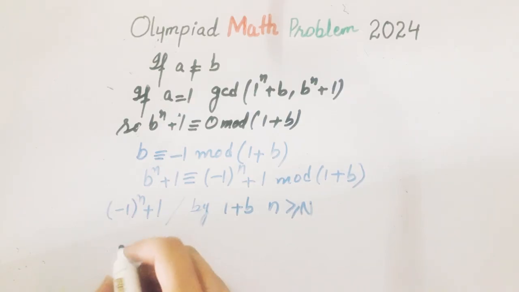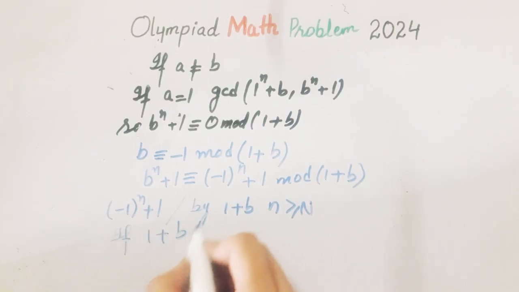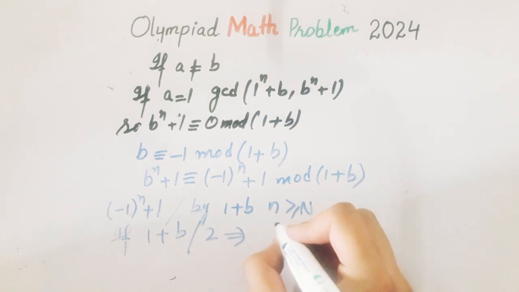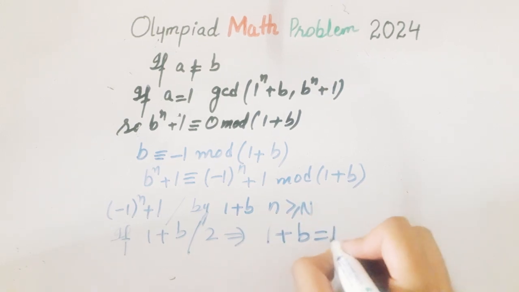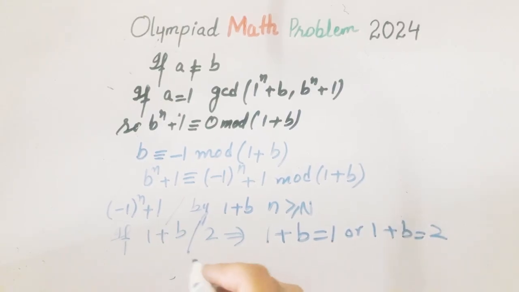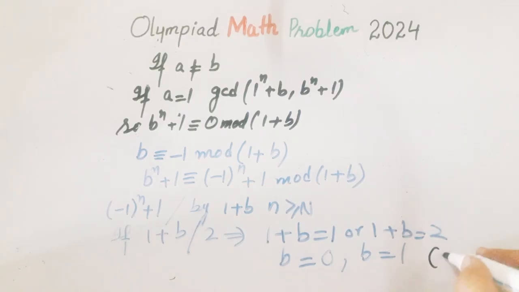So if 1 plus b divides 2, we have two cases: 1 plus b is equal to 1 or 1 plus b is equal to 2. If it is equal to 1, we get b is equal to 0, and in the other case we get b is equal to 1. So this leads back to the solution 1 and 1. Again we get 1 and 1.